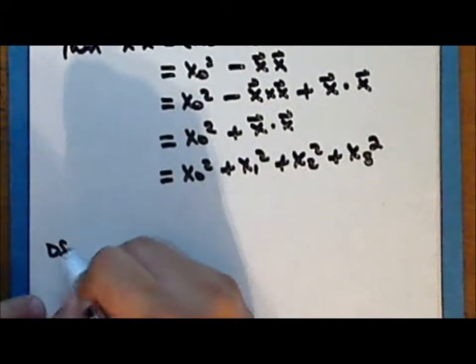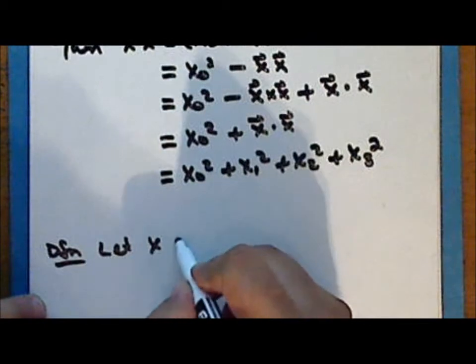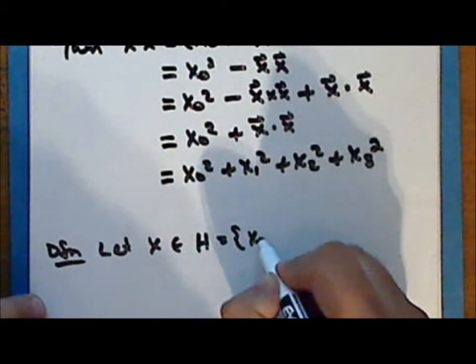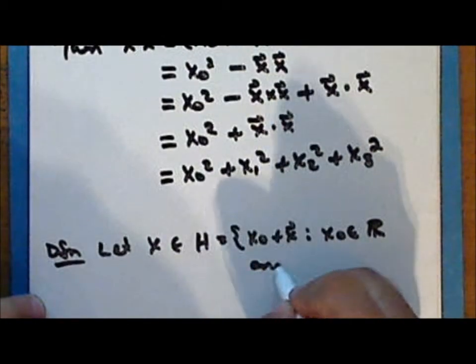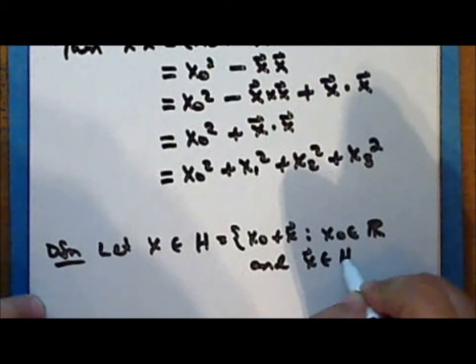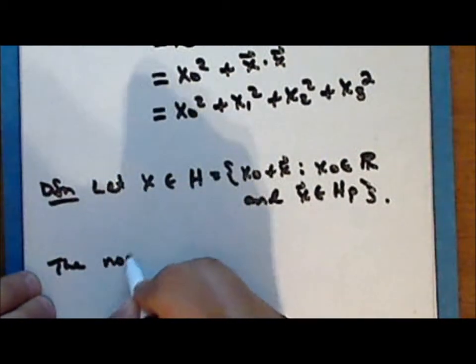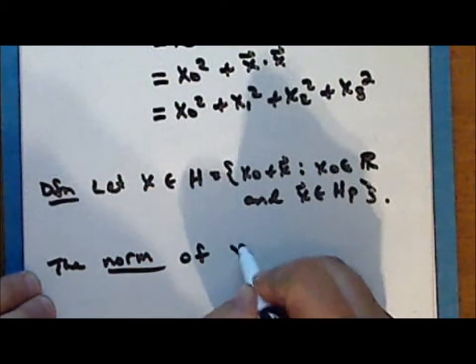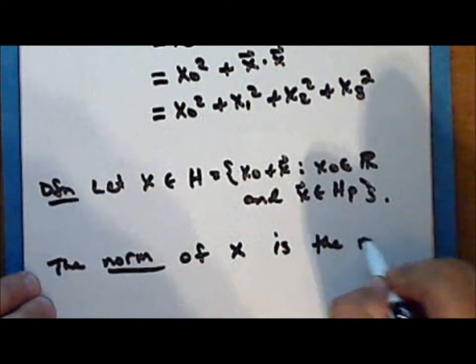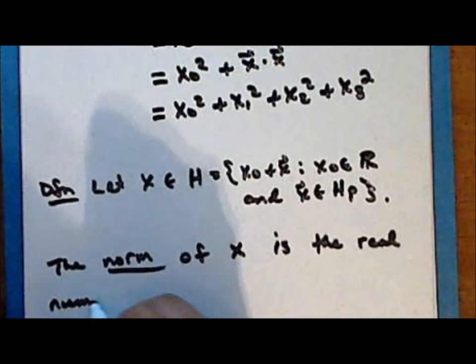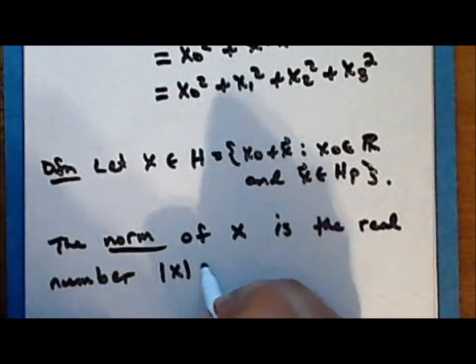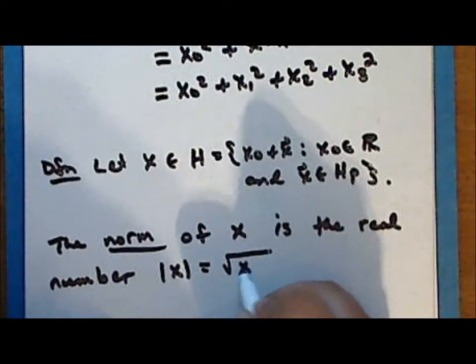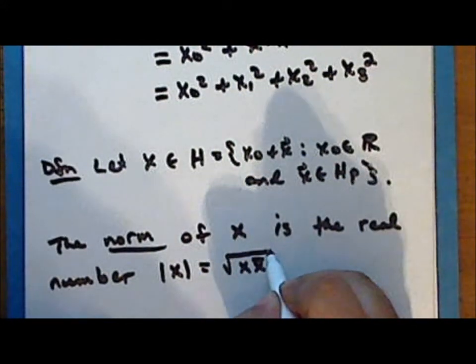Okay, so new definition. Let X be a quaternion. The norm of the quaternion X is the real number which we denote using the same symbols for absolute value, and this is the square root of the product of the quaternion X with its conjugate.